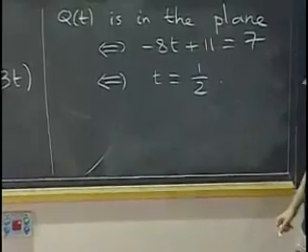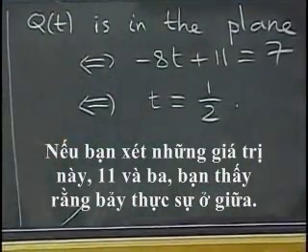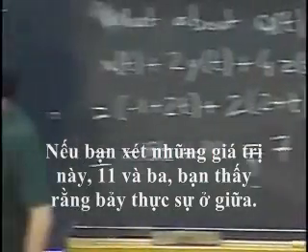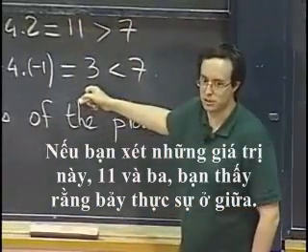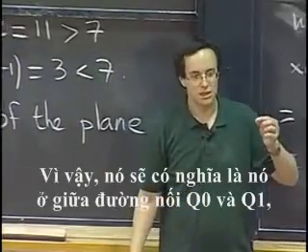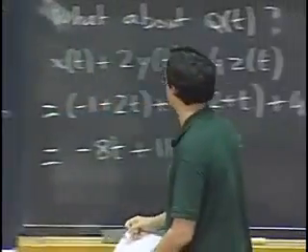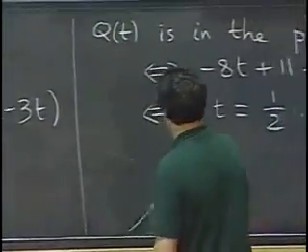Okay? In fact, that's not very surprising. If you look at these values, 11 and 3, you see that 7 is actually right in between. It's the average of these two numbers. So it would make sense that it's halfway in between q0 and q1 that we will get 7.